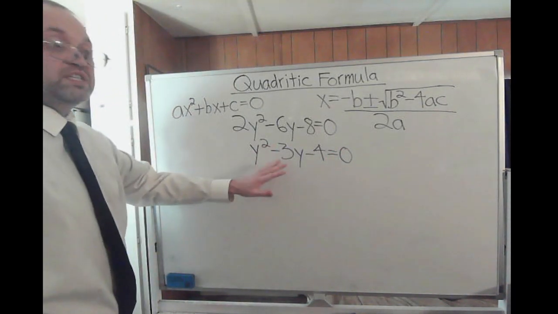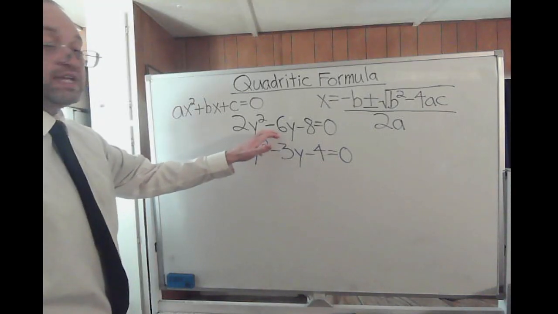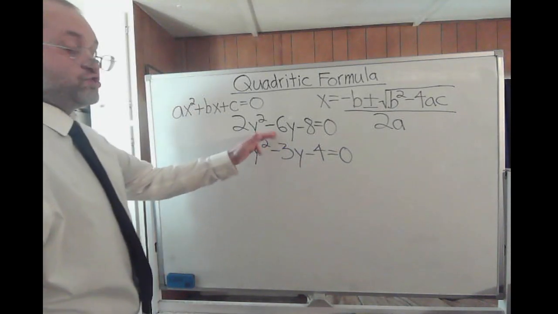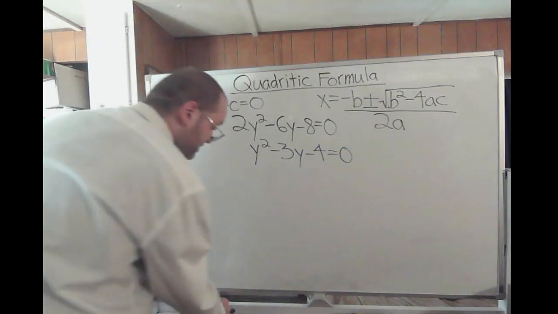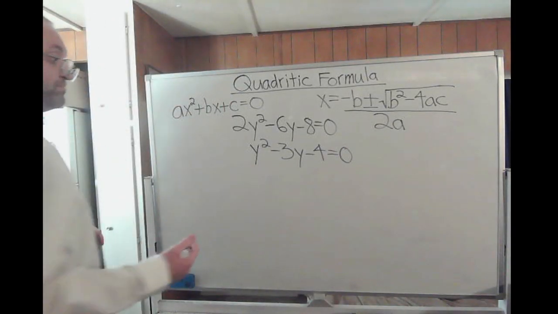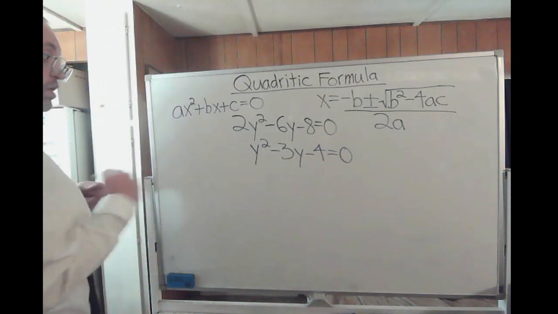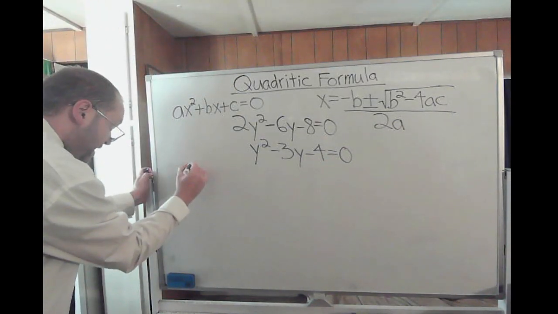You're going to work with smaller numbers as opposed to if you would have kept the original. I mean, you can keep the original, but why torture yourself? Why would you want to do that to yourself if you don't have to? So now we can work with y squared minus 3y minus 4. So let's set up our quadratic formula.